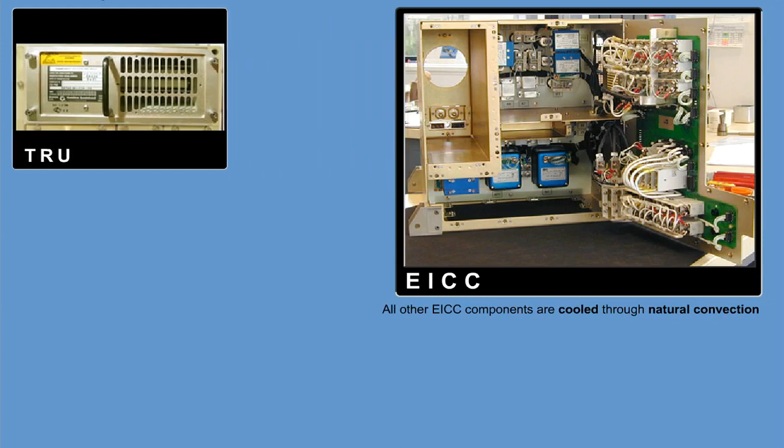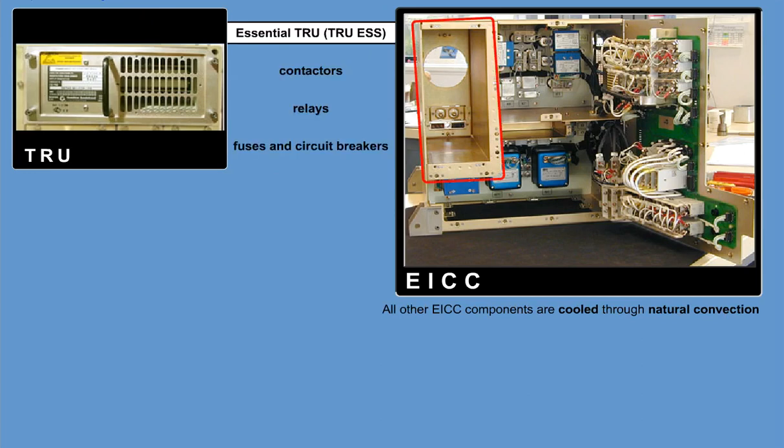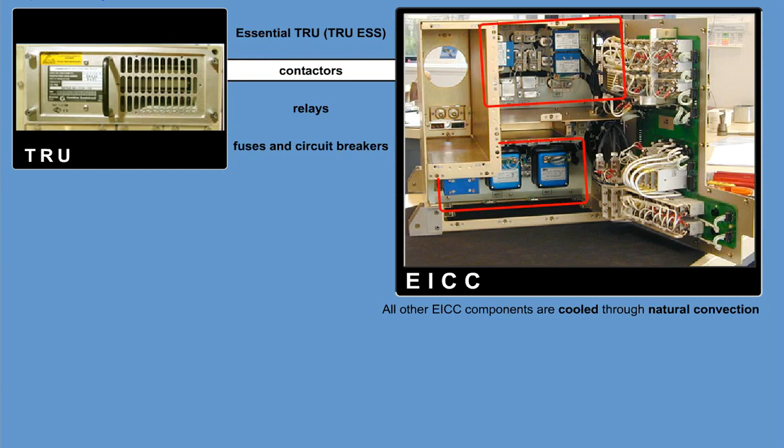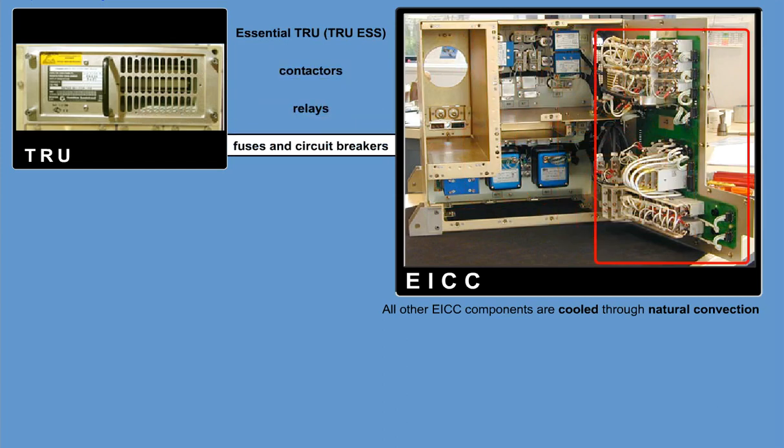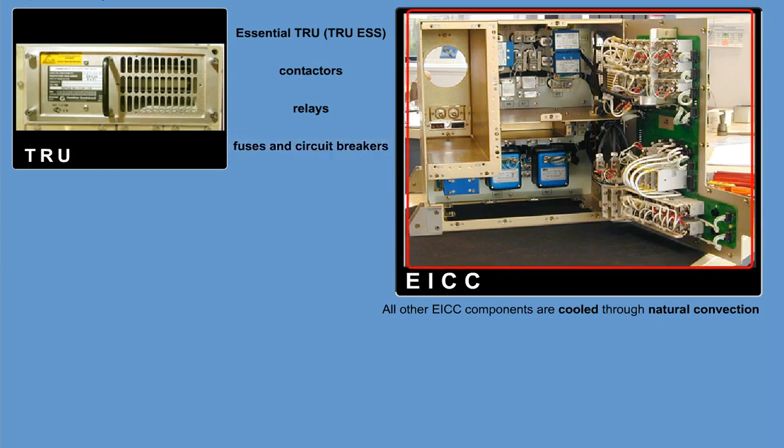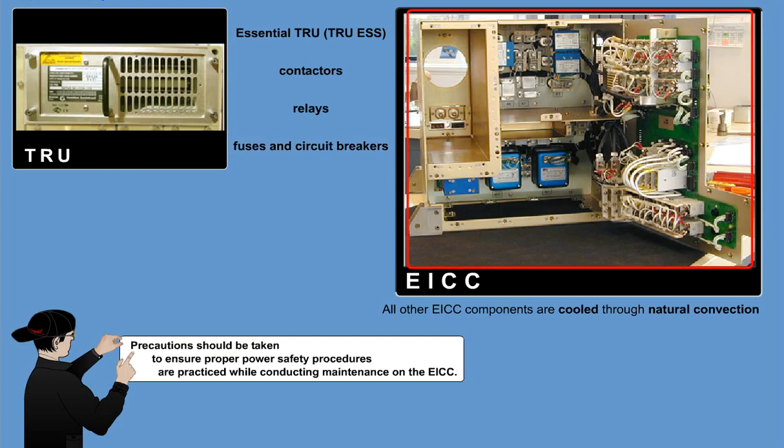All normal maintenance for removal and replacement of the essential TRU, contactors, relays, fuses, and circuit breakers is performed through the front of the EICC. Precautions should be taken to ensure proper power safety procedures are practiced while conducting maintenance on the EICC.